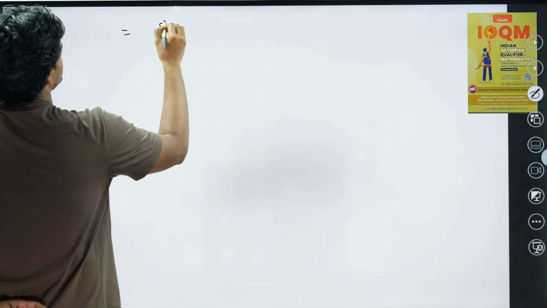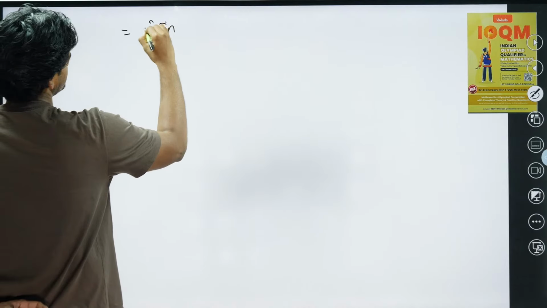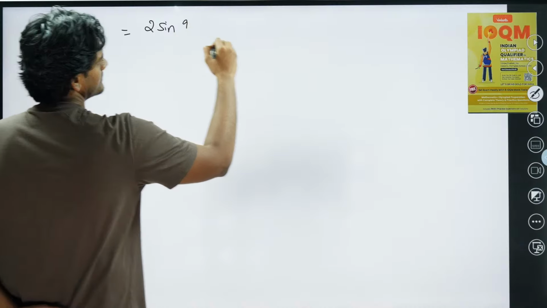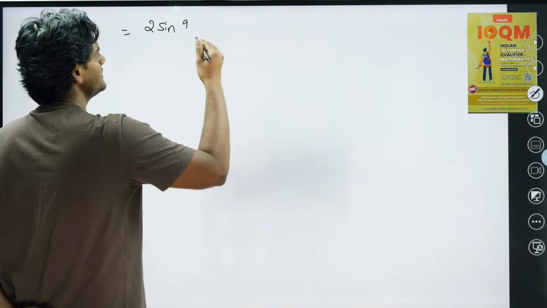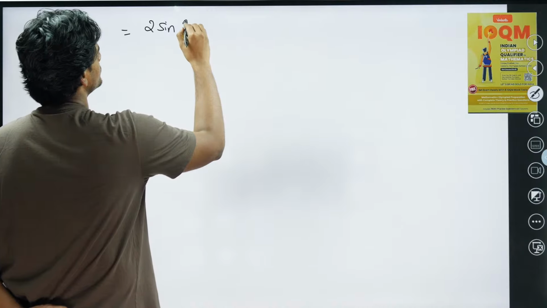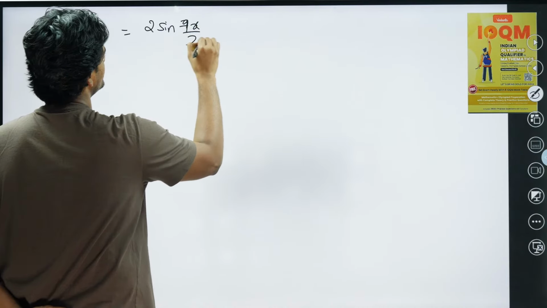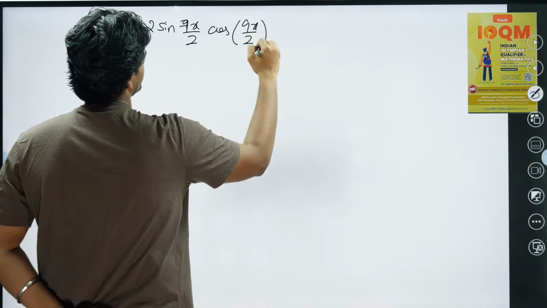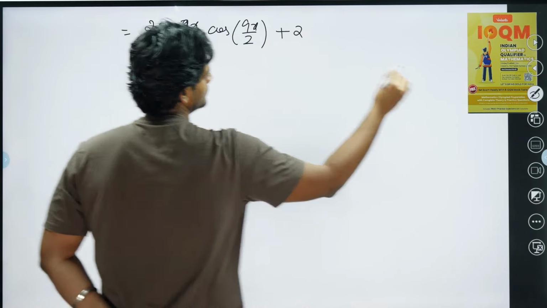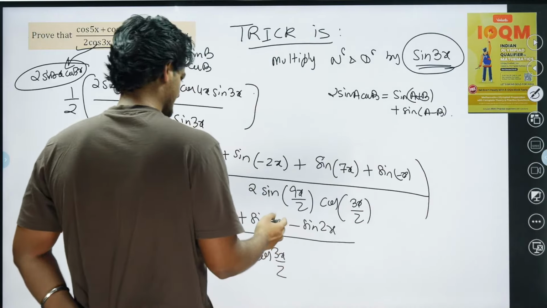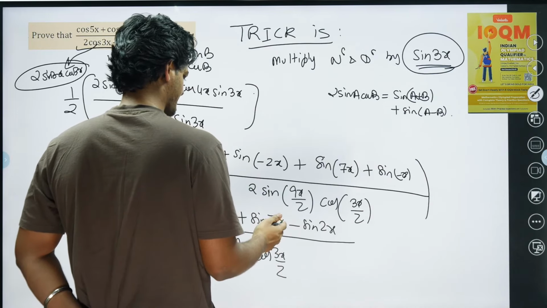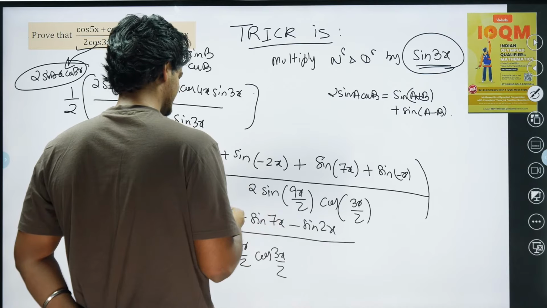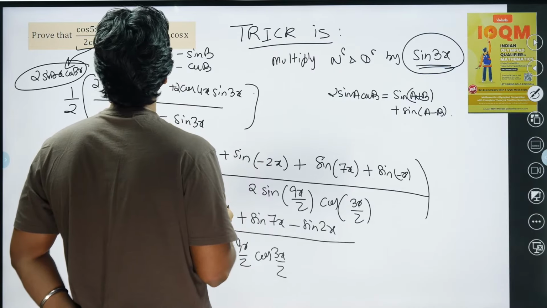Sin A minus sin B. What was that? Sin A minus B, which is 8 minus 1, 7x by 2, cos A plus B, 9x by 2, is 2 sin 5x by 2 and cos 9x by 2. There is something very irritating.